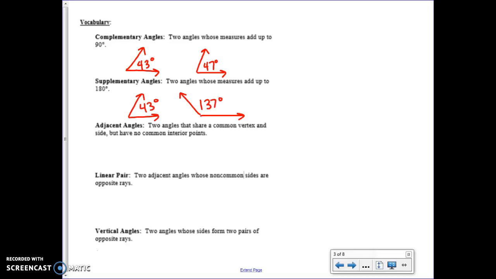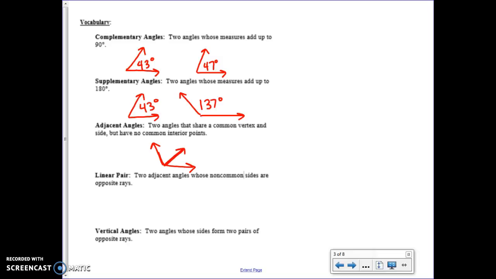Adjacent angles are two angles that share a common vertex and a side but have no common interior points. So we've seen adjacent angles before. If I have an angle like this, there's one angle, and then I have another angle here. They're sharing a side and a vertex. So here's my other angle. Those are two adjacent angles.